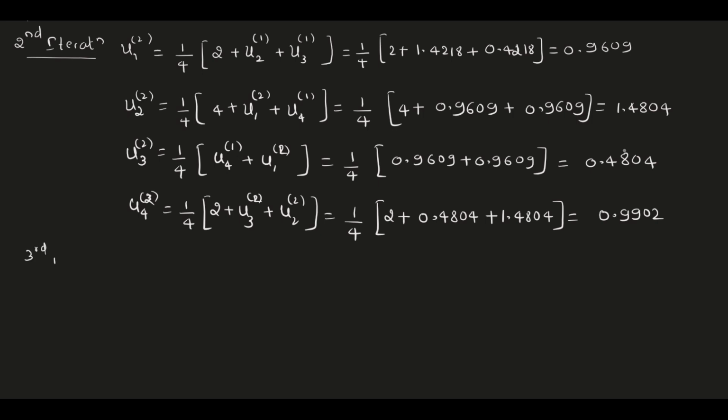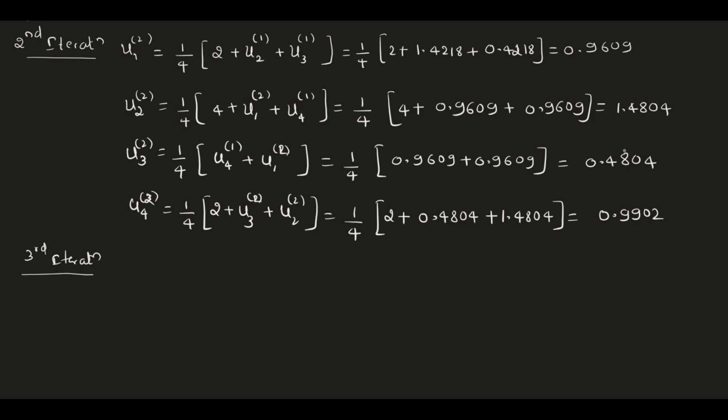Next, for the third iteration. Now, why do we need to continue? Because in the second iteration u1 is 0.9609. In the previous one, what was u1? It was 0.8437. Now it is 0.96. Not similar. The first decimal is also not similar. That's why we have to continue.